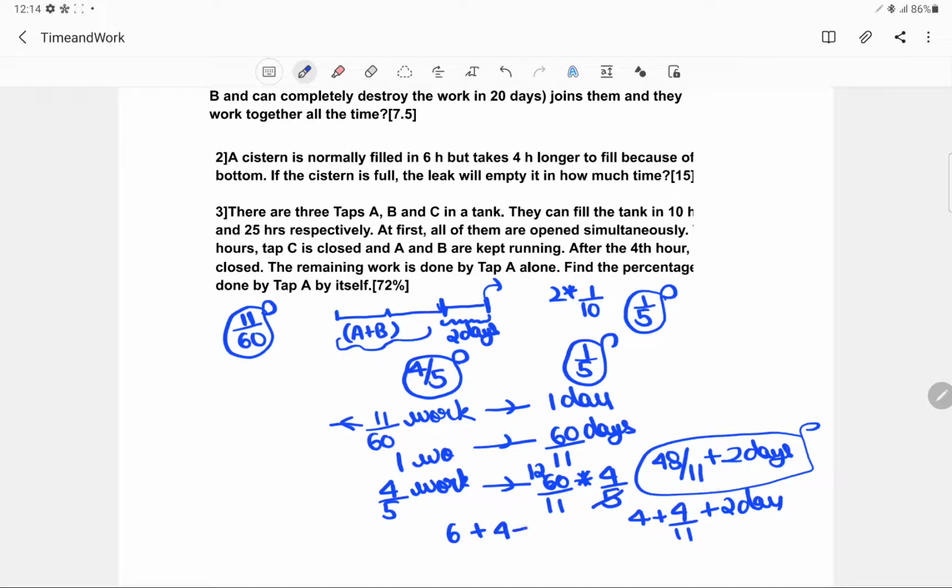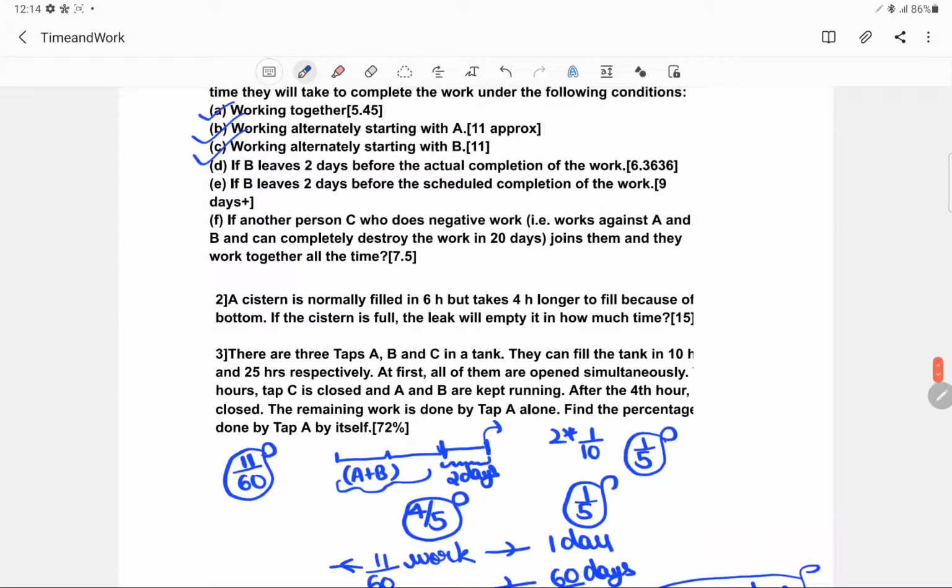Now this is like 4 into 0.0909. So this is like 6 plus 0.3636. So this would be 6.3636 days. Okay, so this is the number of the days that they would actually take. Okay, let's come to the next question now.